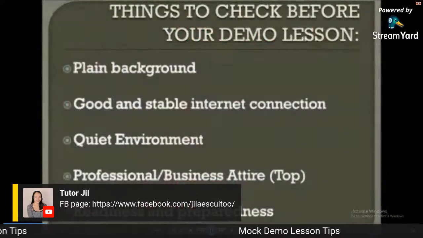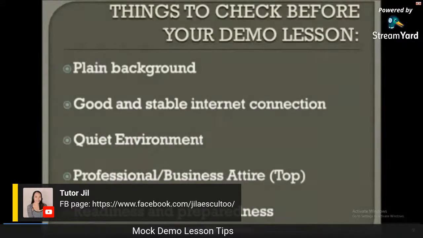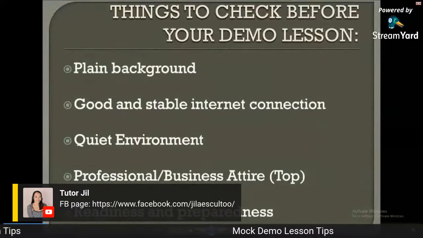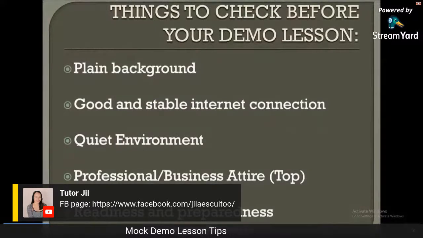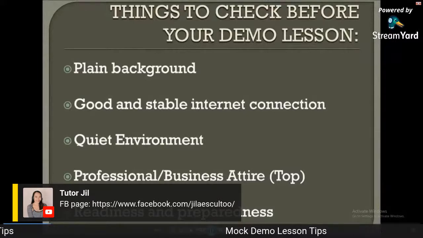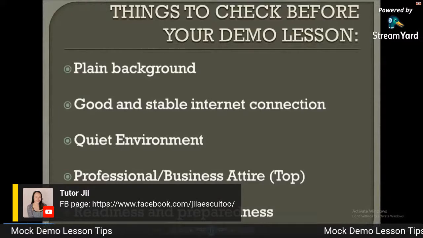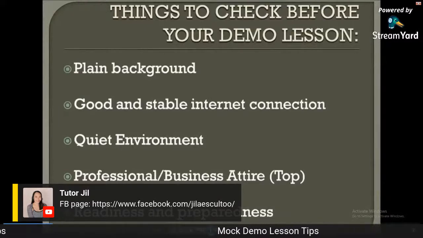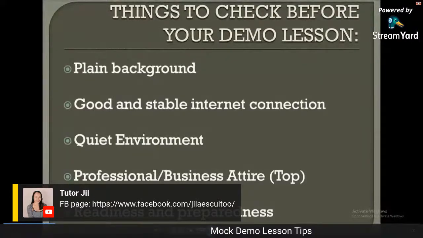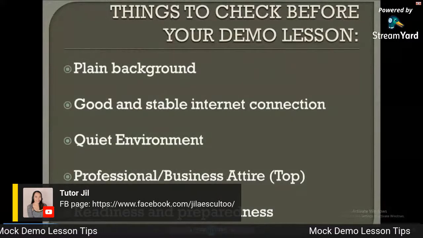So now let us start with the things to check before your actual demo lesson. First, you should check your background. Your background should be plain. It's not necessary to have a colored or white background, just a plain background. Number two, have a good and stable internet connection. So again, prepaid Wi-Fi connection is not accepted here in Ingo. It should be postpaid and LAN connection.